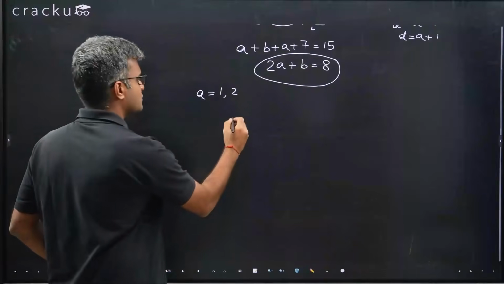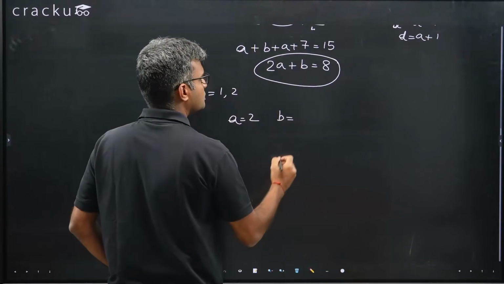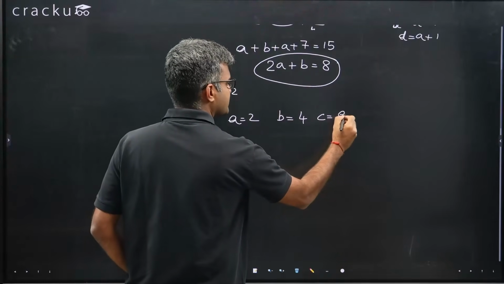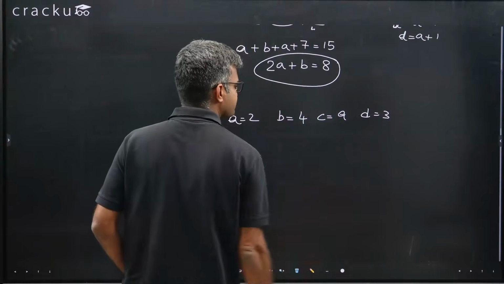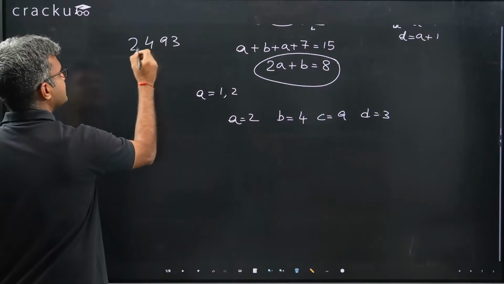If A is equal to 2, the value of B will be equal to 4. C is 7 more than A, so it is 9, and D is equal to 1 more than A, which is 3. So that number will be 2, 4, 9, 3.